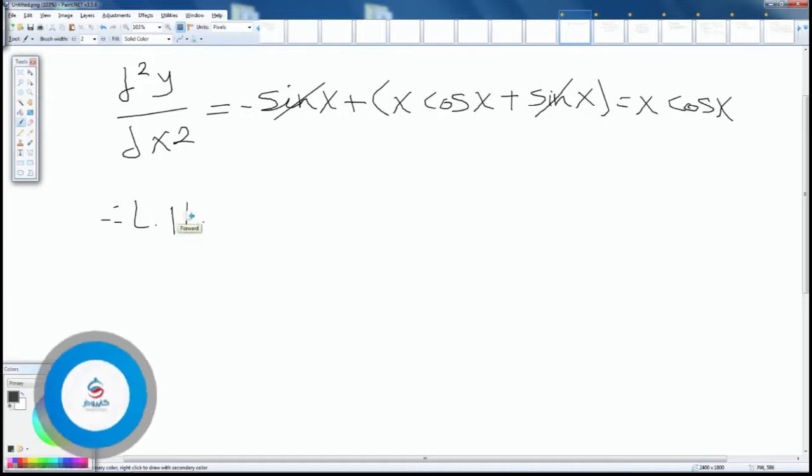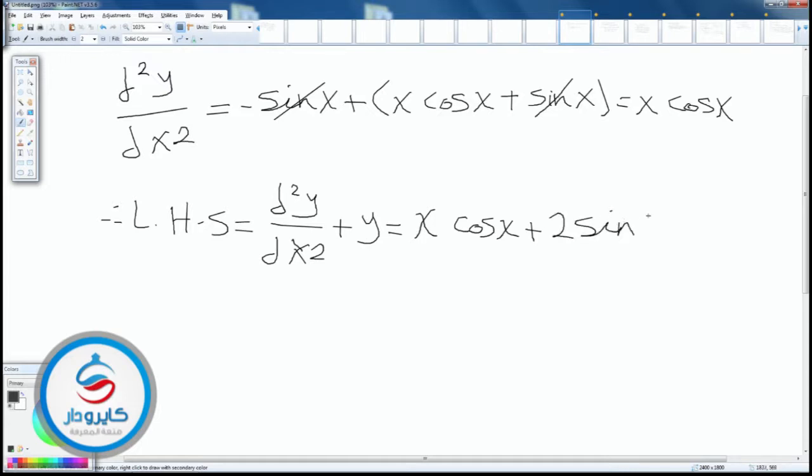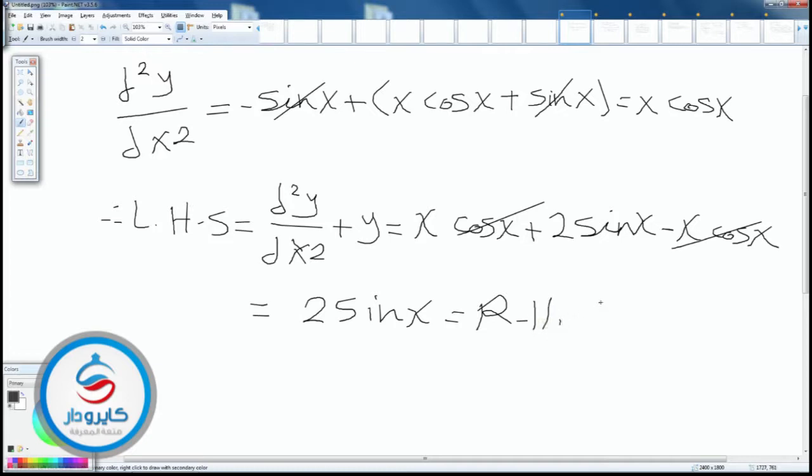Therefore, left hand side equals d2y over dx power 2 plus y equals x cosine x plus 2 sine x minus x cosine x. X cosine x minus x cosine x is 0, so it equals 2 sine x, which equals the right hand side.